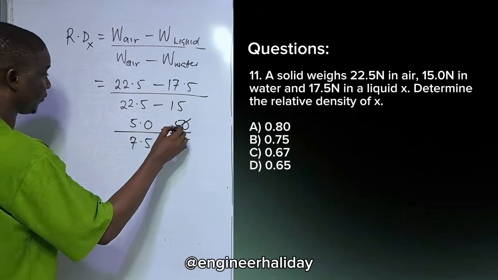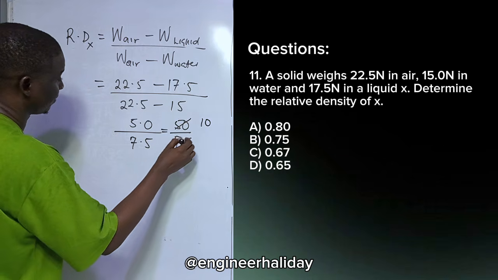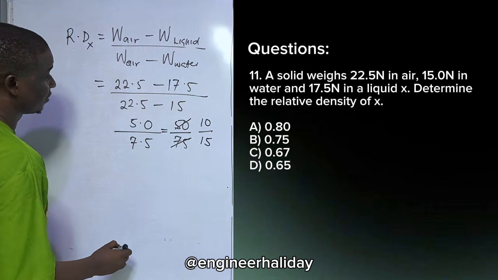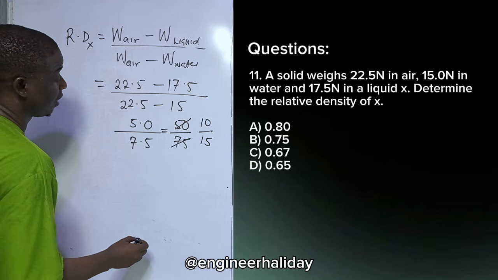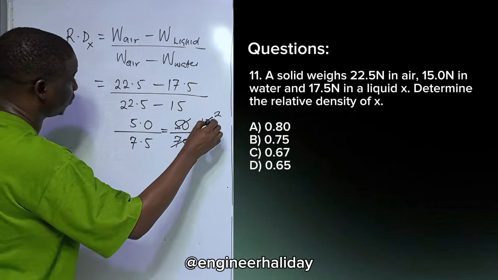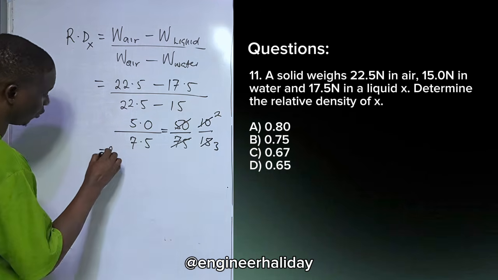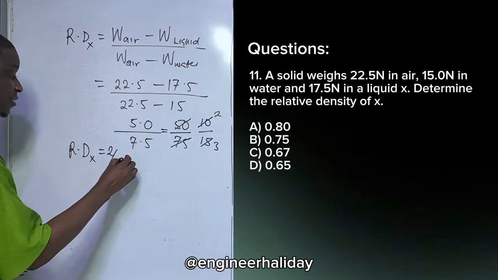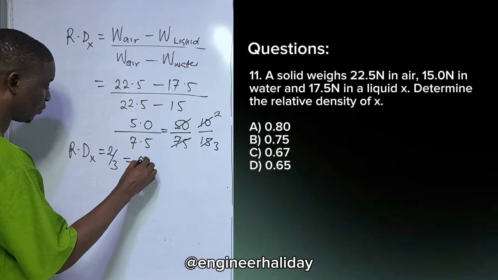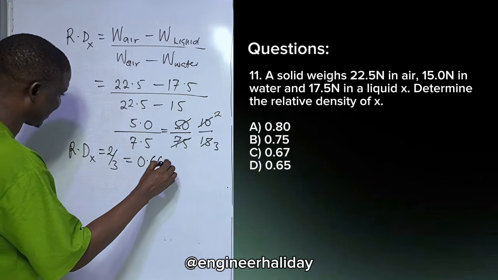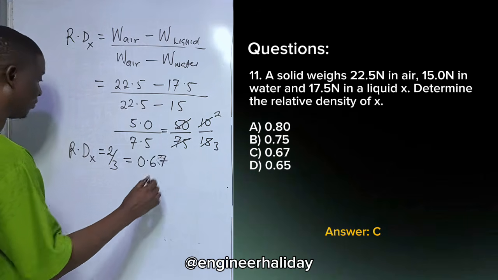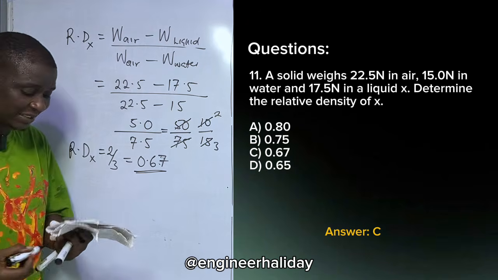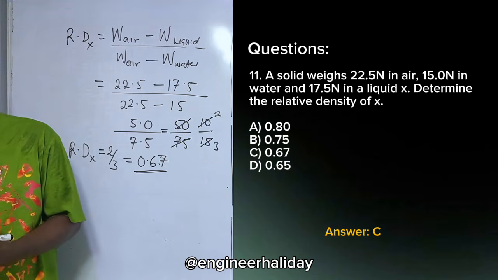We play with it. 5 here is 10, 5 here is 15. Then 5 here is 2, 5 here is 3. So we are going to have 2 over 3 as the relative density of X, which is the same as 0.666, about 0.7. You can confirm it. Don't forget, relative density does not have a unit. So that is how you solve your answer for that question.